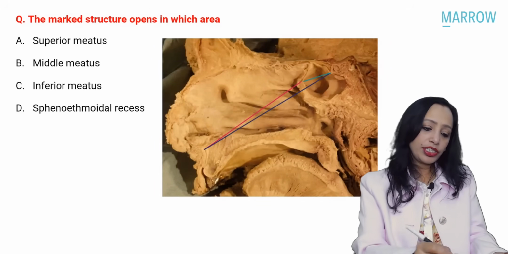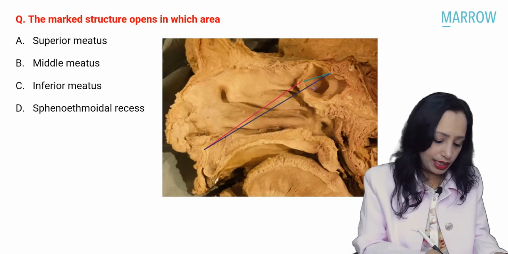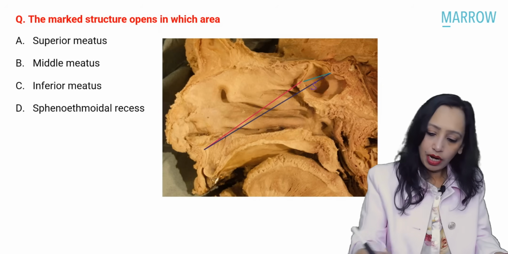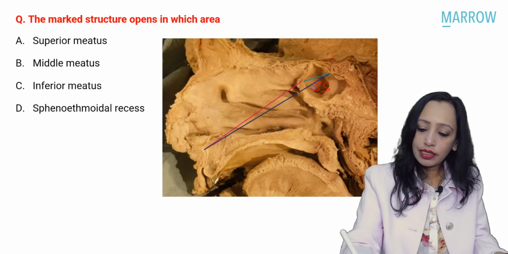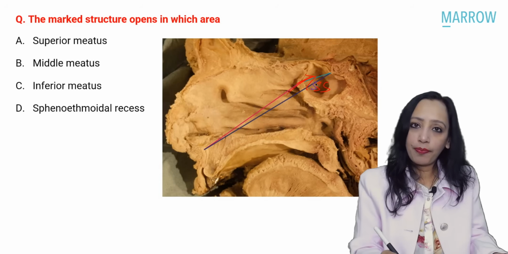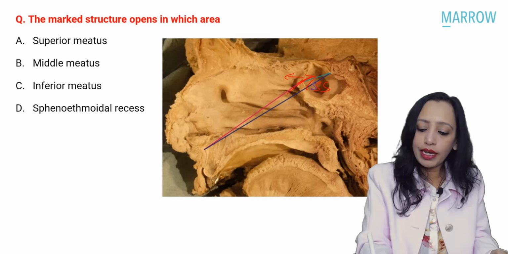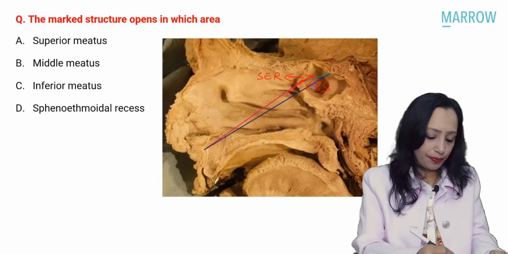So coming to the next question: the marked structure opens in which area? Which is the marked structure? Here the sphenoid sinus has been marked. So it opens in which area? Yes, we all know where it opens. It opens above the superior meatus in this area, which is the sphenoethmoidal recess.